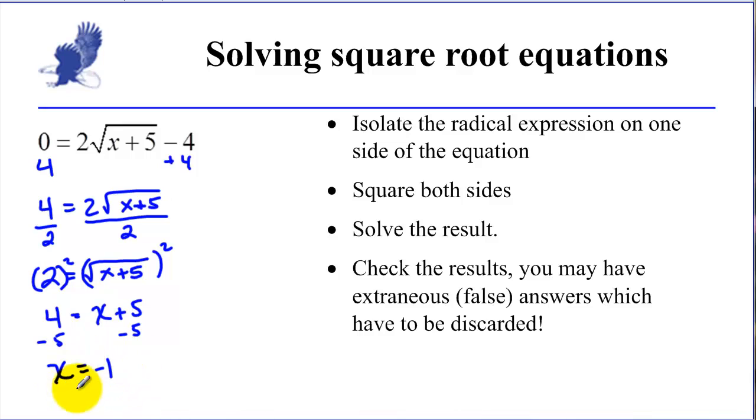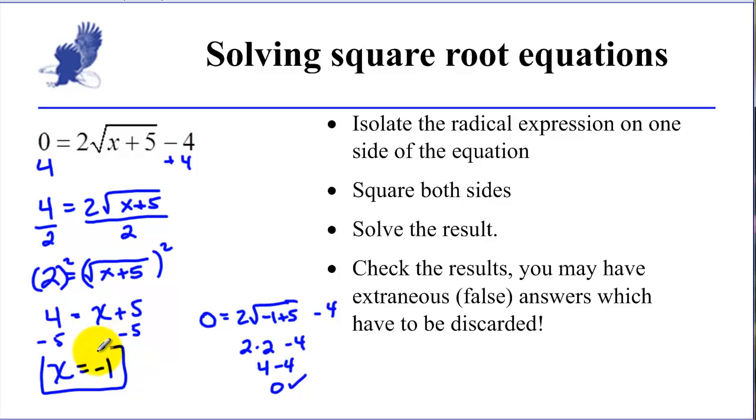Now before we circle that and declare that that is our answer, let's put it back into the original equation and check our work. Now -5 plus 1 is 4, and the square root of 4 is 2, so we have 2 times 2 minus 4. 2 times 2 is 4, and that's 0, so that checks out. So this is our solution.